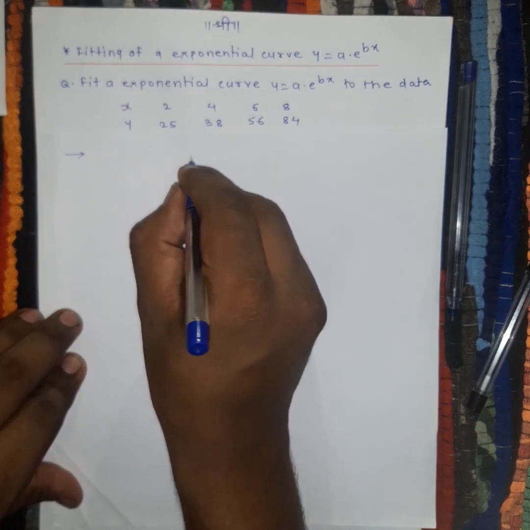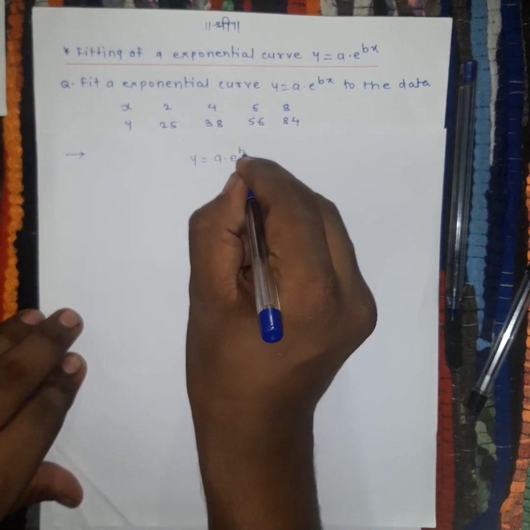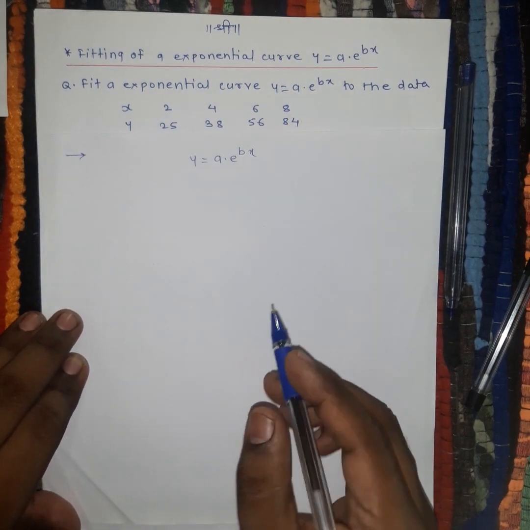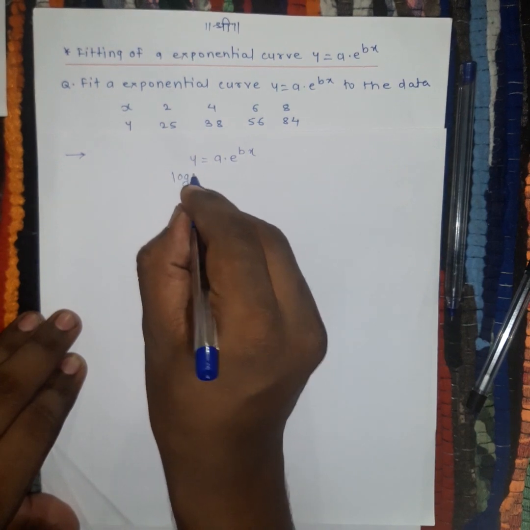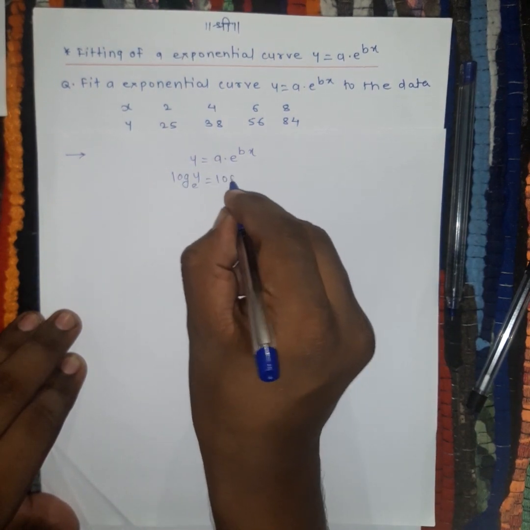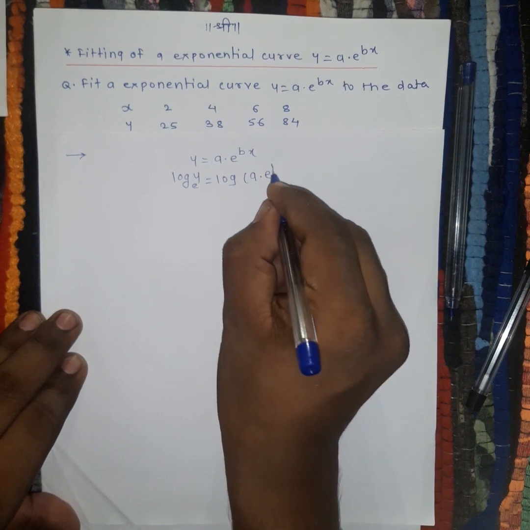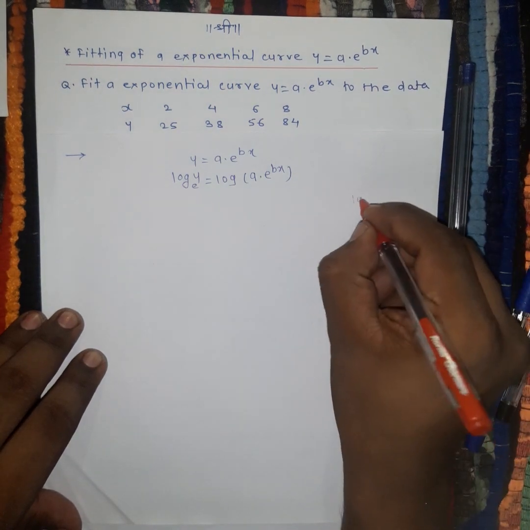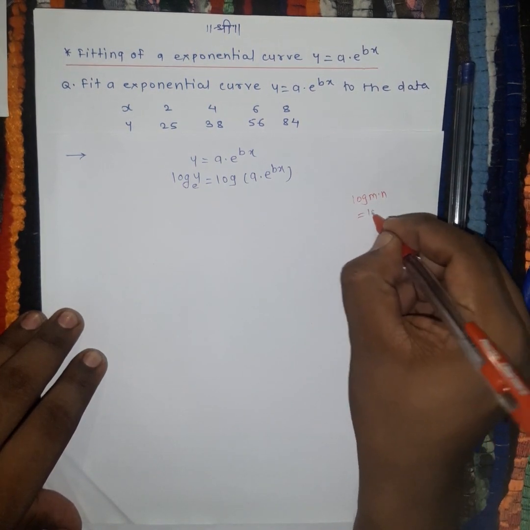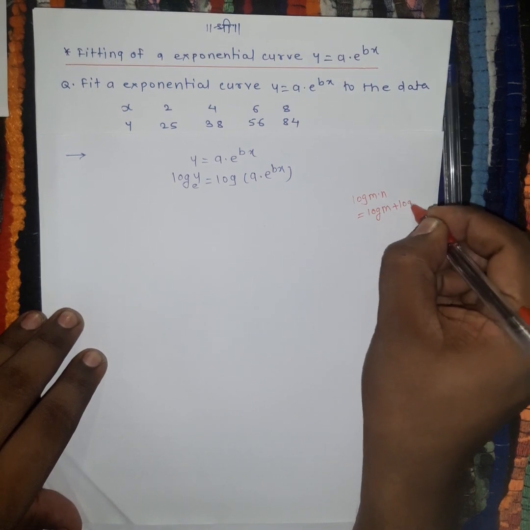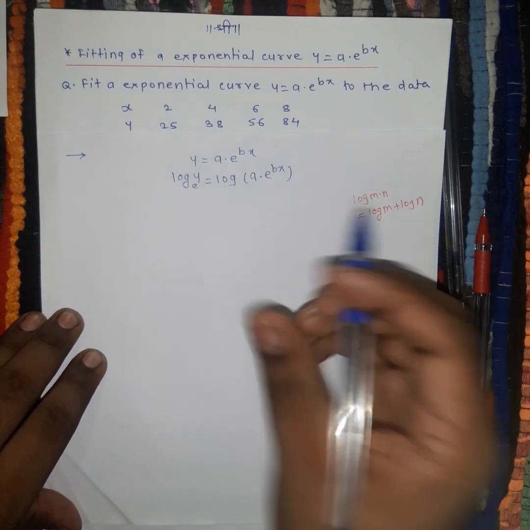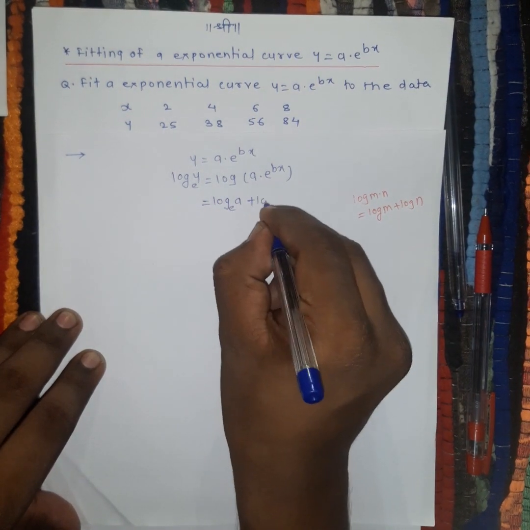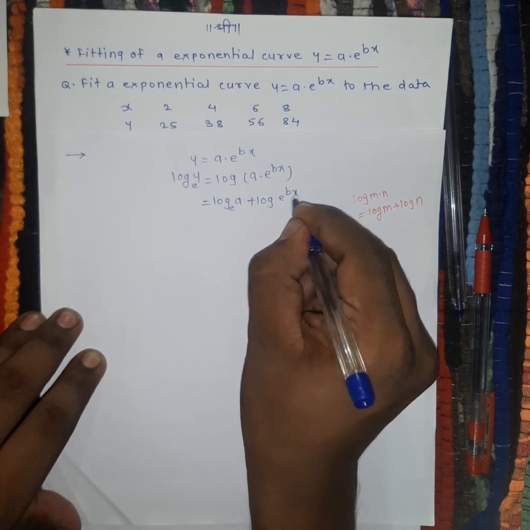We have to fit a curve y is equal to a into e raised to bx. As this is an exponential curve, we have to take log to the base e from both sides. So log of y to the base e is equal to log of a into e raised to bx. We have to apply one rule here: log of m into n is equal to log of m plus log of n. So this will become log of a plus log of e raised to bx to the base e.